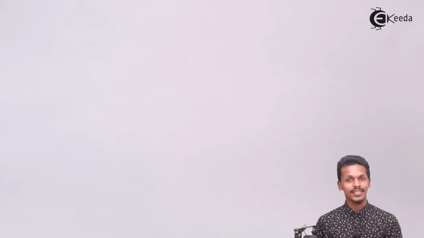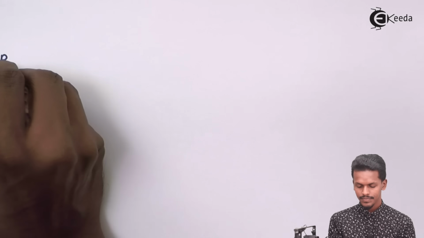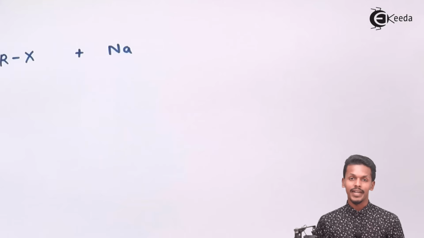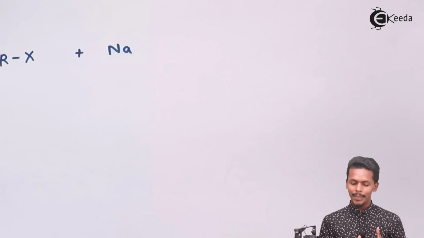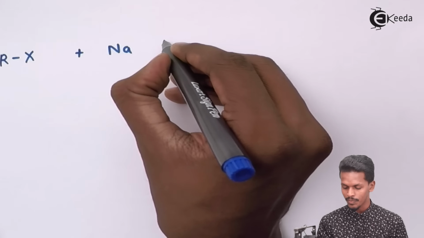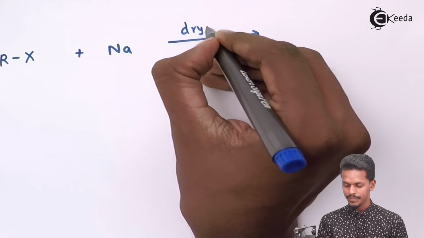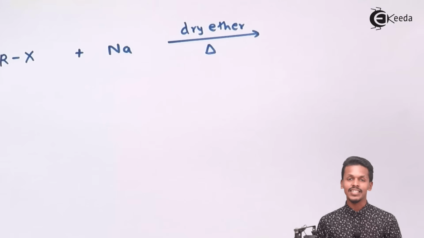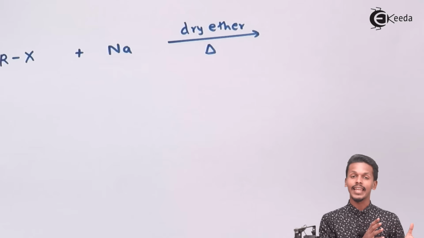So now let us discuss how the alkyl halide will react with sodium, and from that we prepare an alkane. Suppose RX represents the alkyl halide, and we have to react it with sodium metal. The reaction of the sodium metal and the alkyl halide takes place in presence of dry ether and heat. Yes, so this is the reaction that takes place, where we convert an alkyl halide into an alkane.